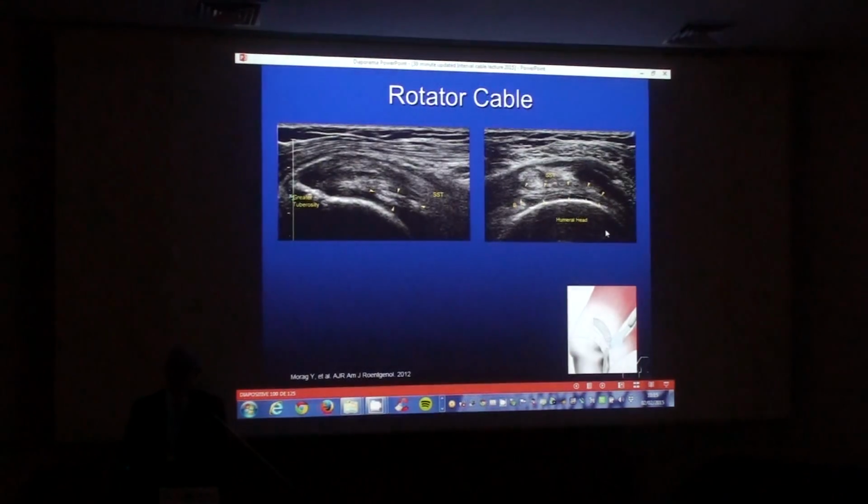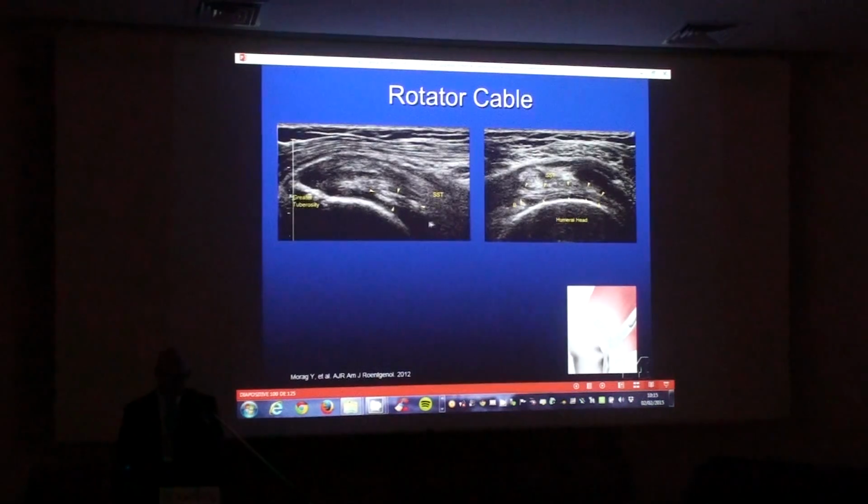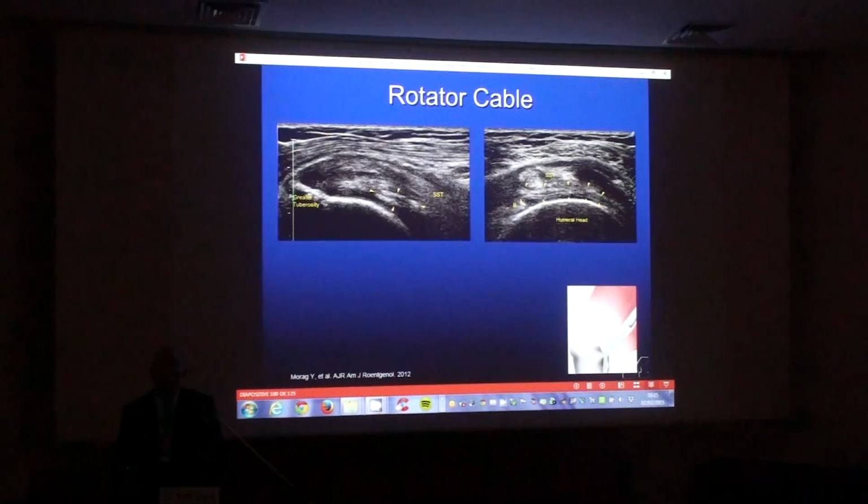You can see it on ultrasound in most patients from our experience. Here's a long axis view. You can see the supraspinatus inserting on the greater tuberosity, and this bundle here is that cable running perpendicular to the cuff itself. It rotates 90 degrees, short axis. This is the interval we were talking about, the anterior interval. This is the supraspinatus tendon.